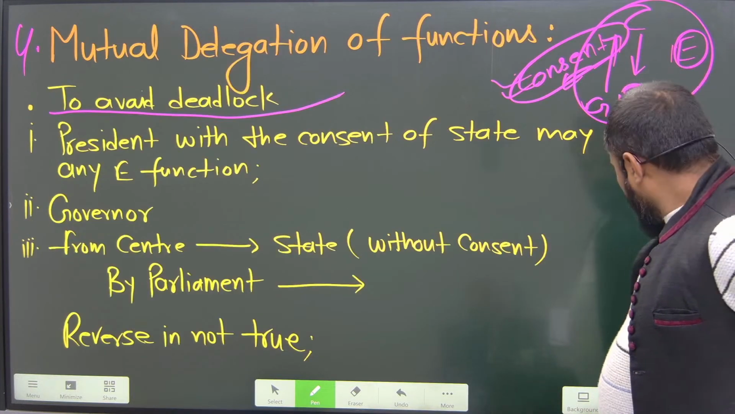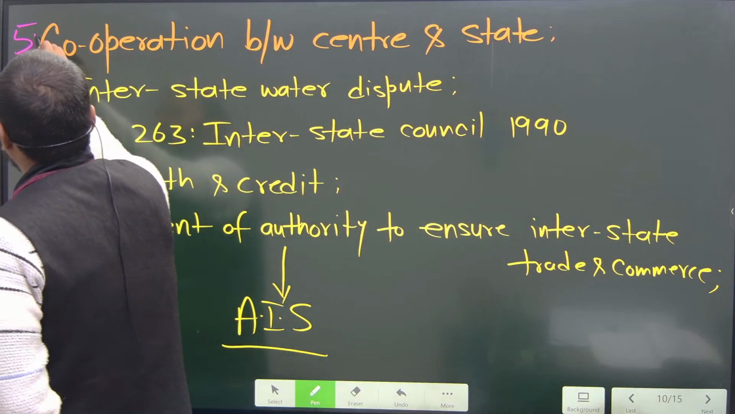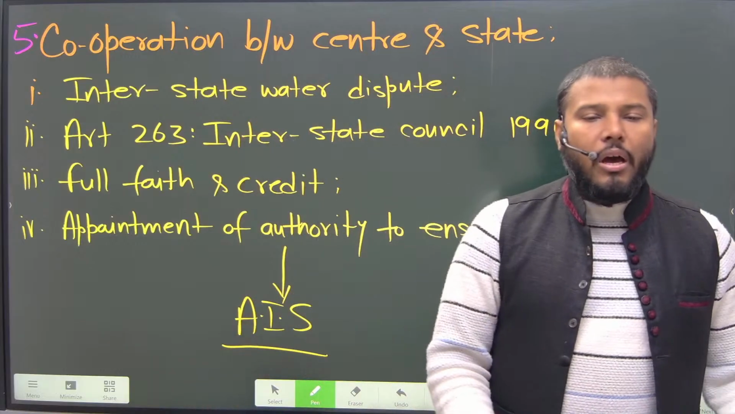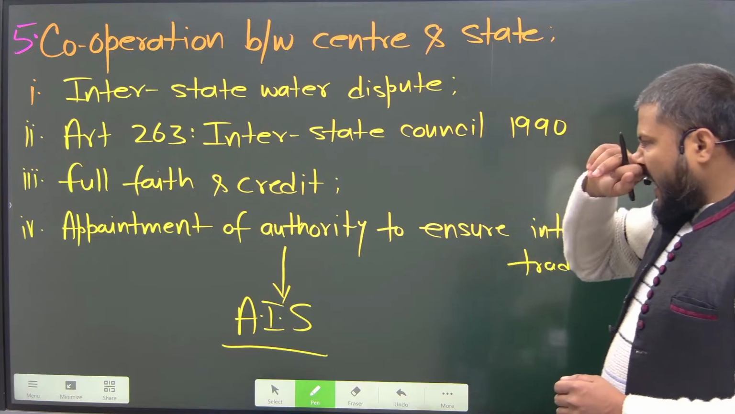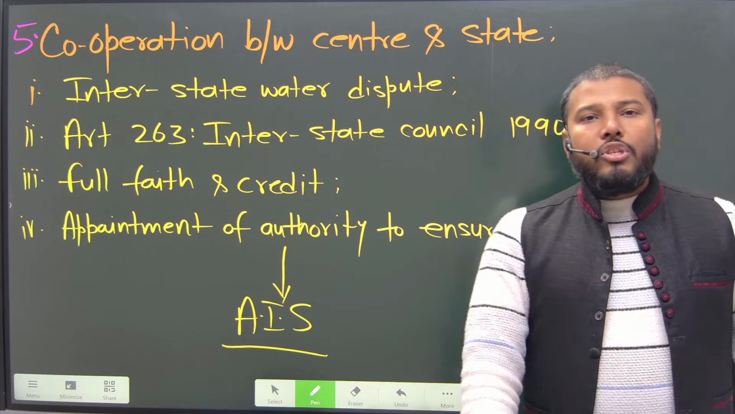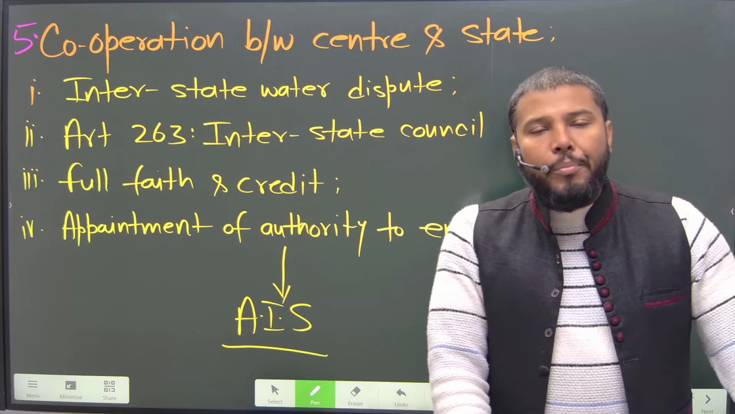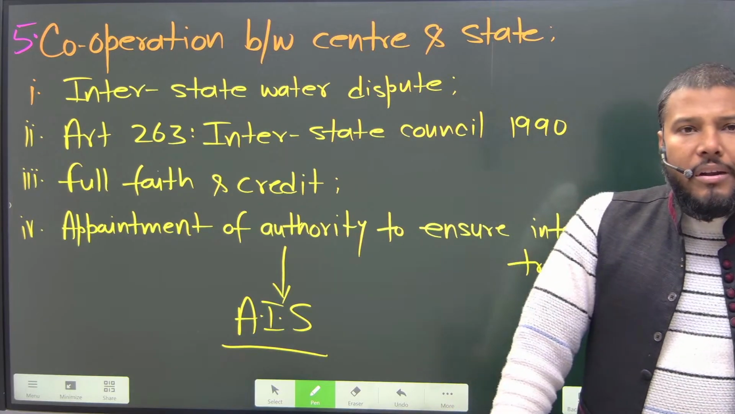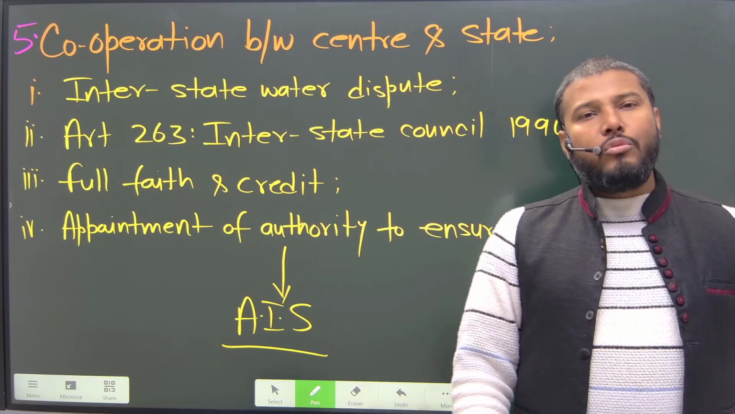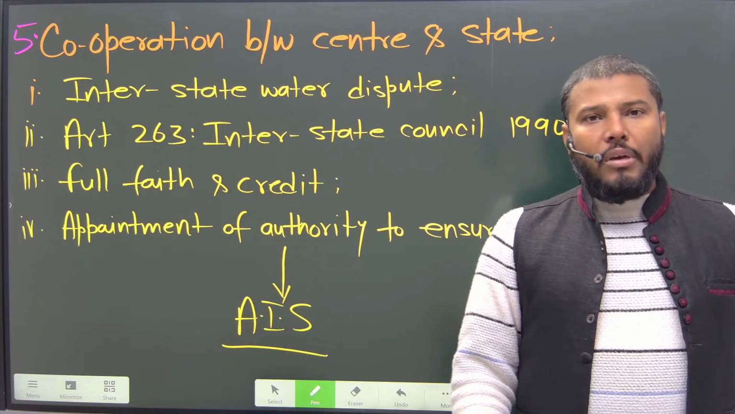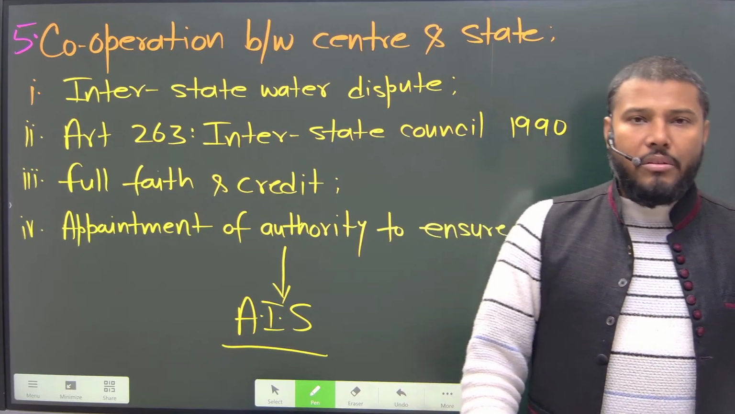Let's move ahead and try to understand the next one, which is cooperation between the Centre and the state. This is the fifth one, right? Cooperation between the Centre and the state. Our Centre and state governments cooperate and coordinate with each other. You see, when an interstate water dispute arises, then the central government intervenes and tries to establish an interstate water dispute tribunal, and through intermediation and arbitration, the central government tries to satisfy the state concerned.